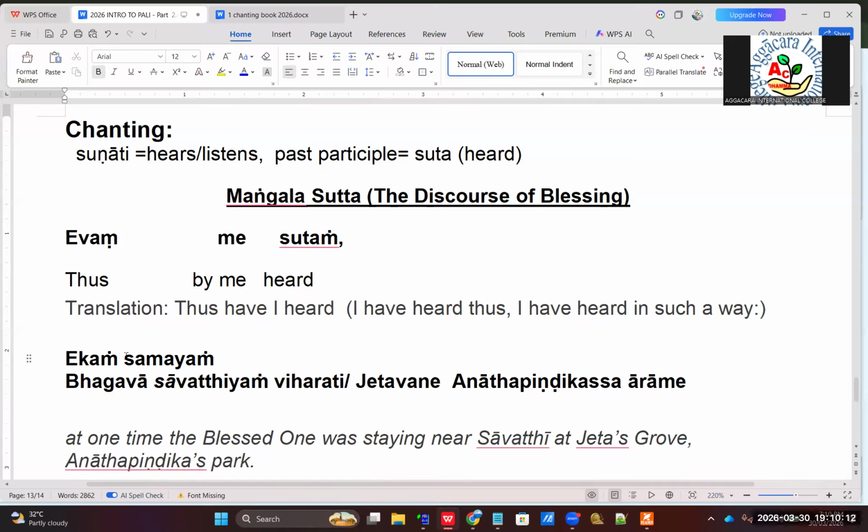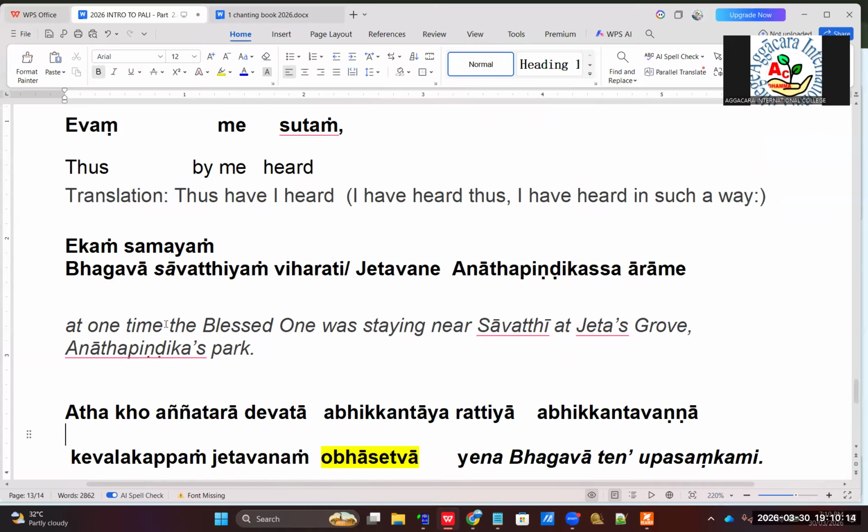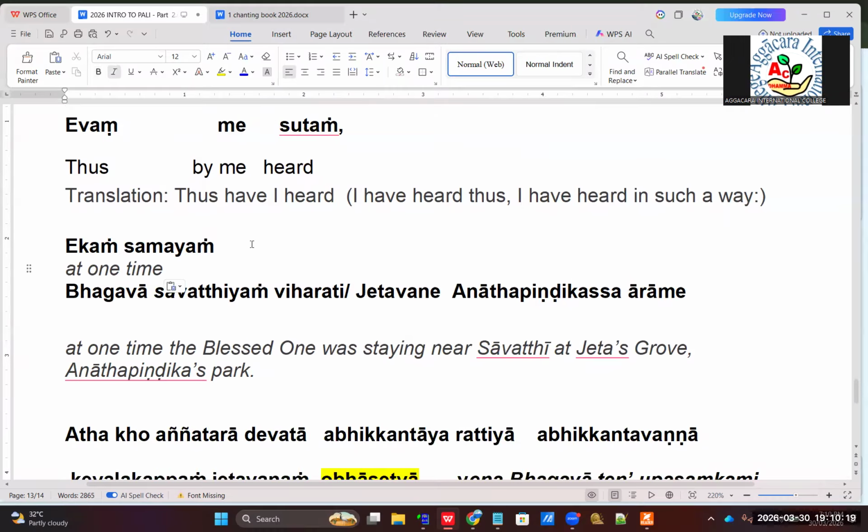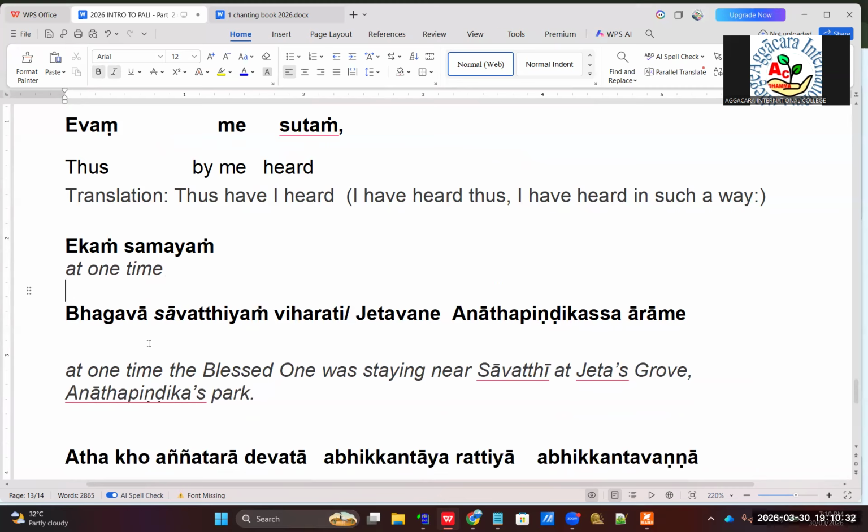Ekam samayam, at one time. Eka is one, samaya is time, so at one time. Bhagava we translate as the Blessed One. Savatthiyam: Savatthi is a city. It still exists, should exist, maybe not now. Is it in India? Savatthiyam.